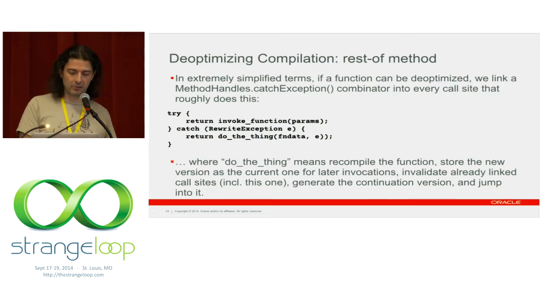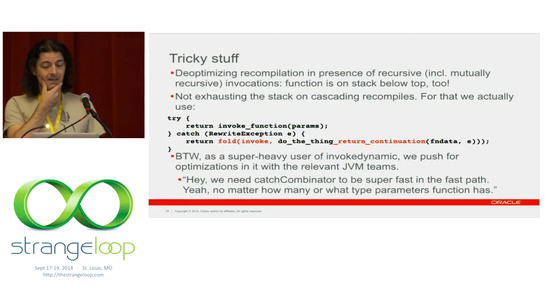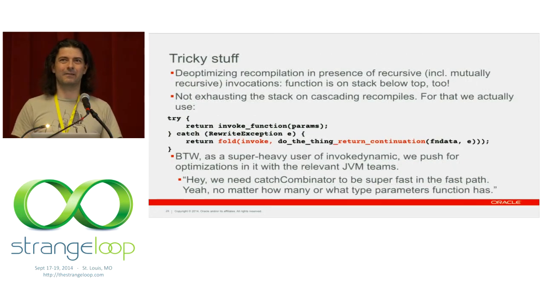You need to invalidate all the already linked call sites that were linking to the potentially old version of the code, including this call site. And then you need to generate the continuation version, and you need to jump into it. However, there's some tricky stuff, like what if you need to recompile a recursive function?